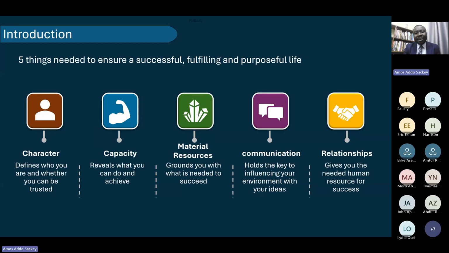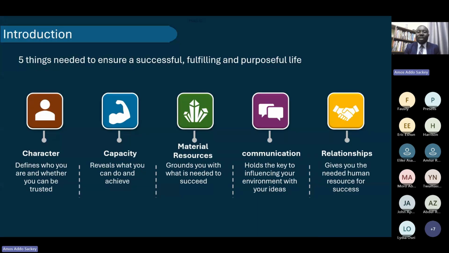First is character. Character defines who you are. It makes us know whether we can trust you or not. And then we have capacity. Capacity shows what you are capable of doing, what you can do. Some here can drive on this call. Some cannot drive. Some can sing. Some cannot sing. And there are several other things that people can do that others cannot do. So your capacity determines what you can do and achieve.